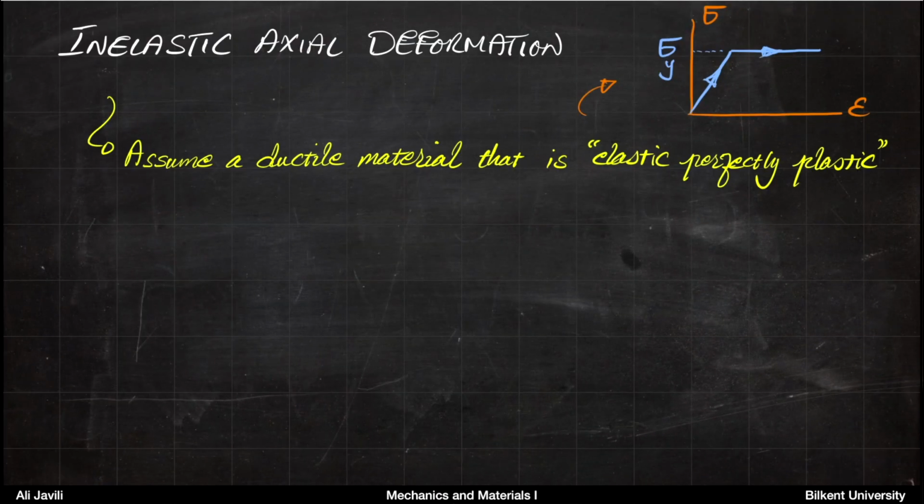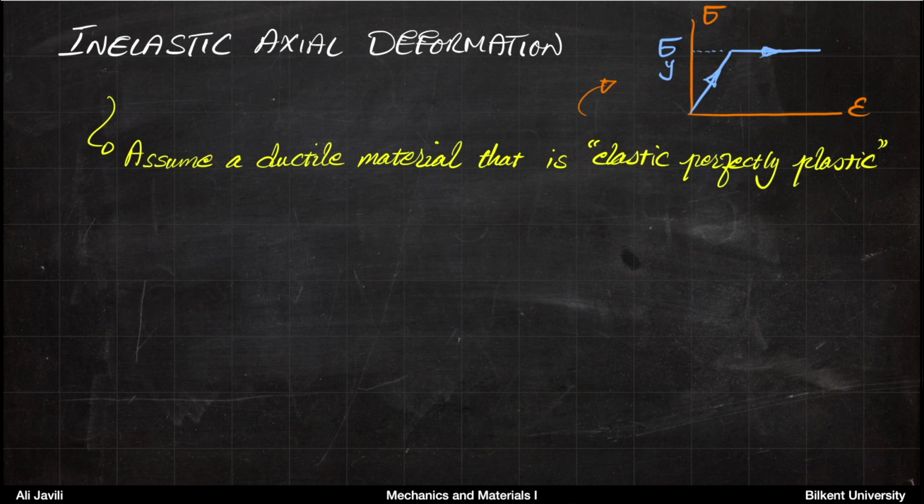The next and last topic that we want to talk about in this lecture is inelastic axial deformation. Now, assume that we are dealing with a ductile material that is elastic perfectly plastic. We talked about this term previously. It means that the material behavior consists of two parts. You have the elastic part, that is linear elasticity, until you reach the so-called yield stress, and after that you have a constant stress, and basically the material yields.